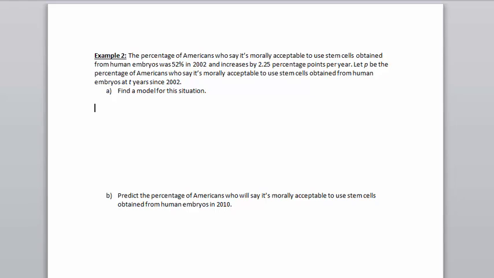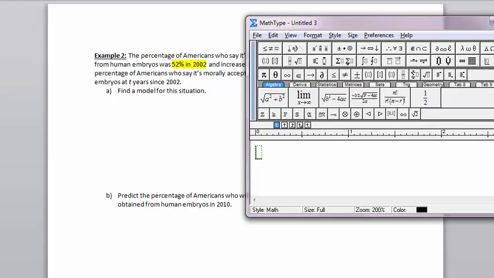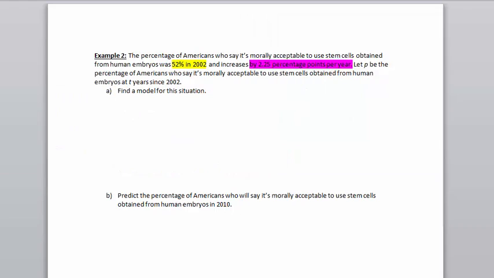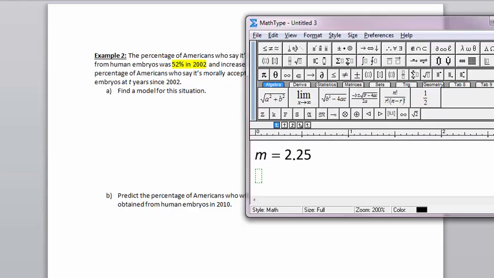Let's take a second to think about the kinds of information that were given in this problem. 52% in 2002 sounds like an ordered pair. It's a grouping of two values that correspond with each other. And the fact that it's increasing by 2.25 percentage points per year sounds like a slope value. So as we begin writing the equation, we know we're starting with a slope or m value of 2.25. And we have an ordered pair of 0 because we're starting at years since 2002. 2002 is 0 years, and 52%.